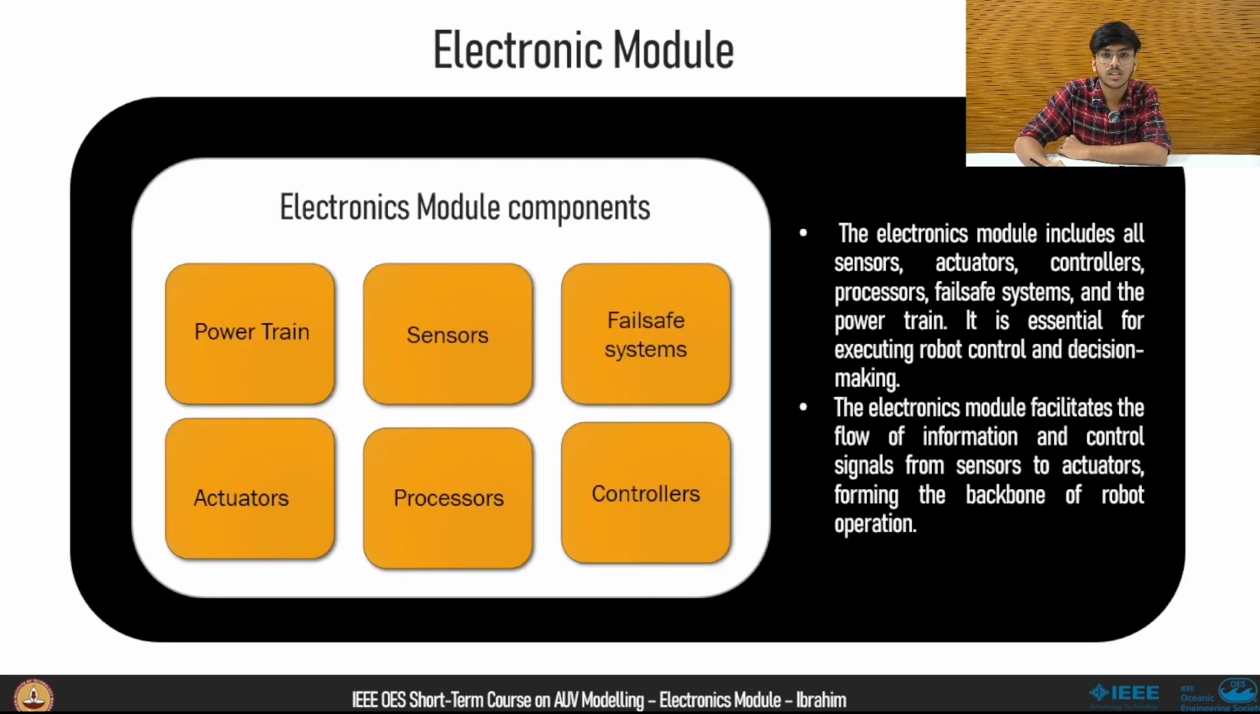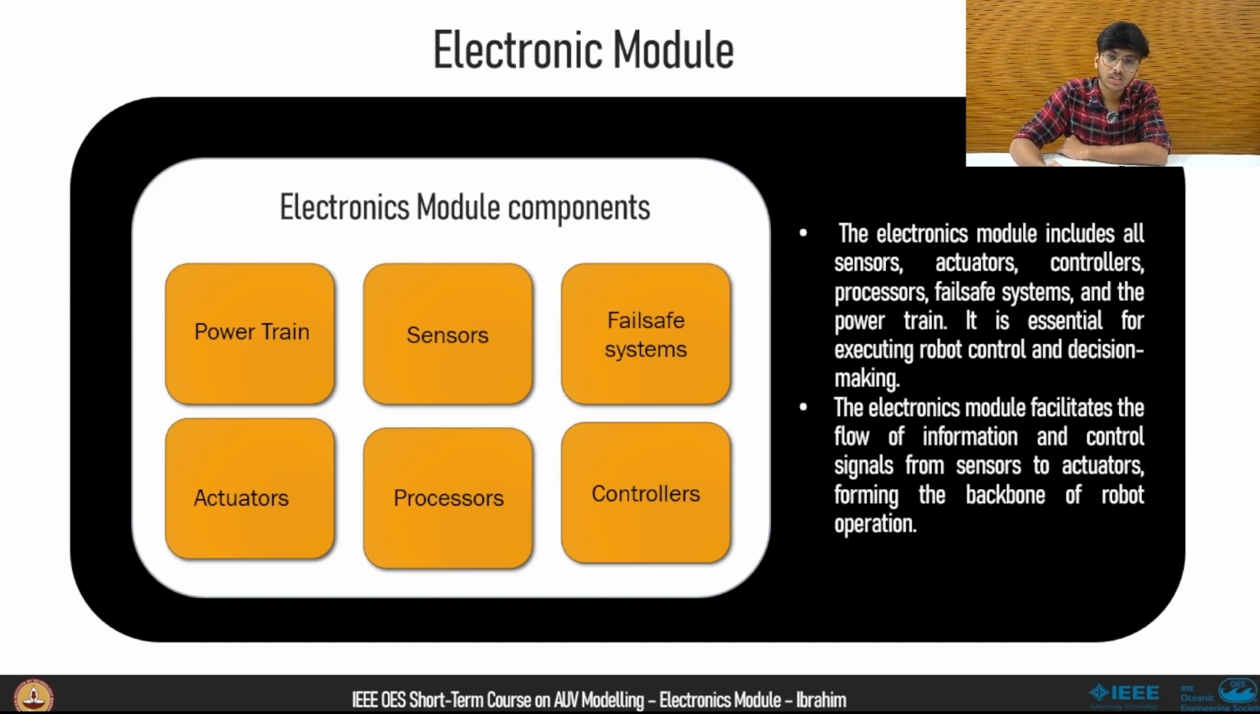Yeah, so since we have had a glimpse of the general robotics setup as well as the modules in robotics, let's now focus on today's main topic, the electronic module. The electronic module mainly comprises sensors, actuators, fail-safe mechanism, processors, and powertrain. This electronic module is so important that it should facilitate the transfer of data from the sensors, and finally it should process with the help of processors and controllers, and finally the actuator command signal should be passed down to the actuators. So it facilitates the entire setup.